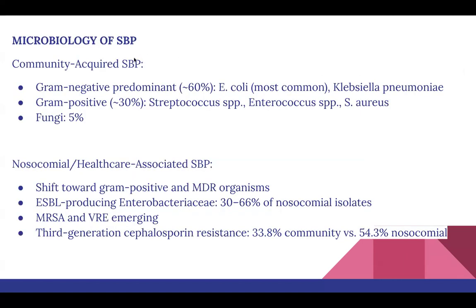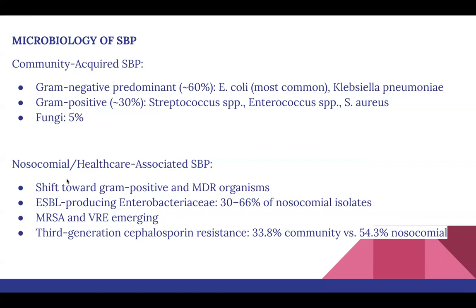So microbiology of SBP, the gram-negative is typically predominant, and you would see E. coli, which is the most common, Klebsiella pneumoniae as well. And then gram-positive bacteria, we can see Streptococcus, Enterococcus, and Staph aureus, about 30% of it, while 60% would be gram-negative. And then the rest, about 5%, would be fungi. And that would be for community-acquired SBP.